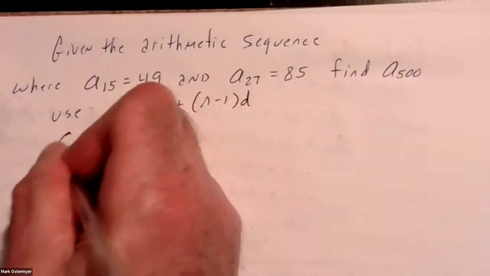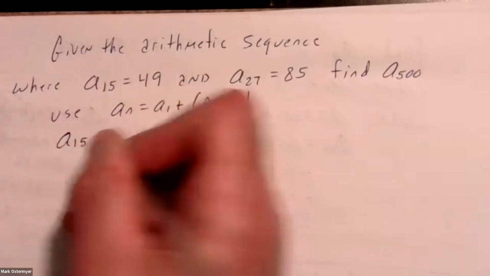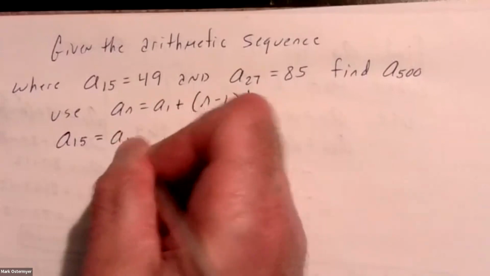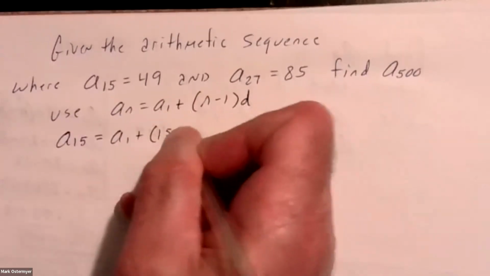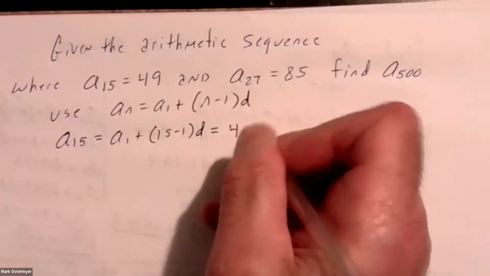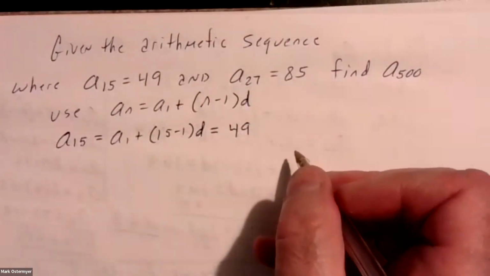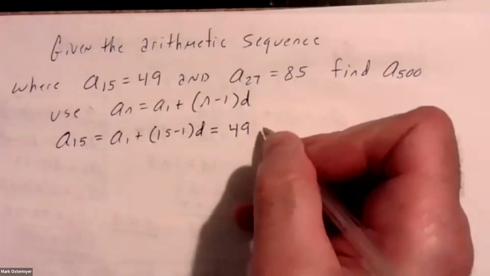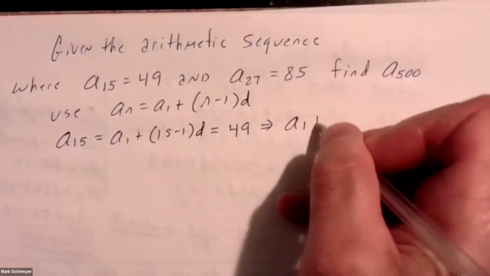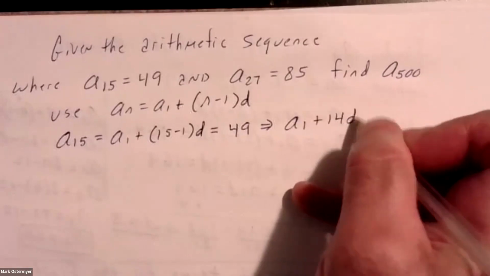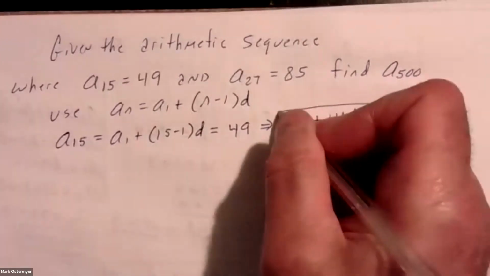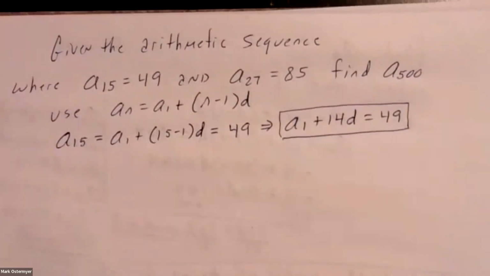First of all, we're going to look at our 15th term. Our 15th term occurs when n is 15 for this formula. But they tell us our 15th term is 49, so we set this equal to 49. Therefore, we have an equation which says we have our first term plus 14 times our common difference is equal to 49. I'm going to put a box around this equation here. Can you see that there?